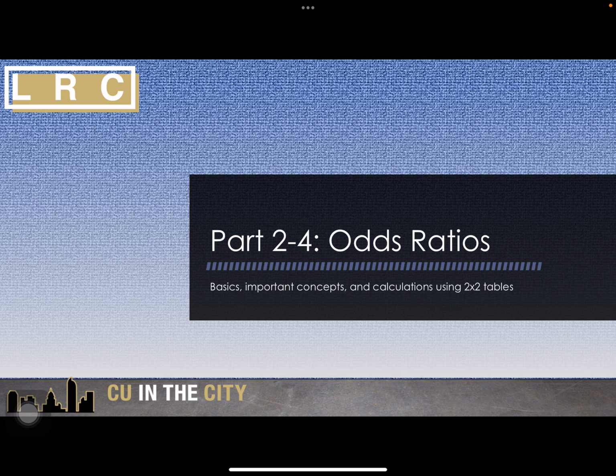Welcome to video number 4 of the 2x2 table series in iPrep for Intro to Epidemiology. In this video, we will learn how to calculate and interpret odds ratios using data from 2x2 tables.